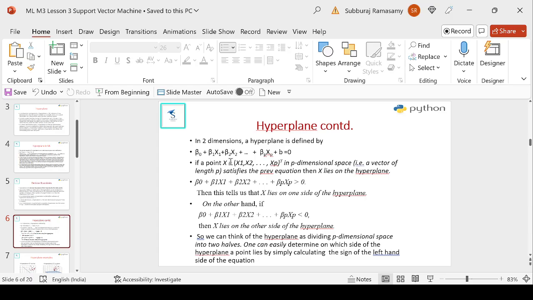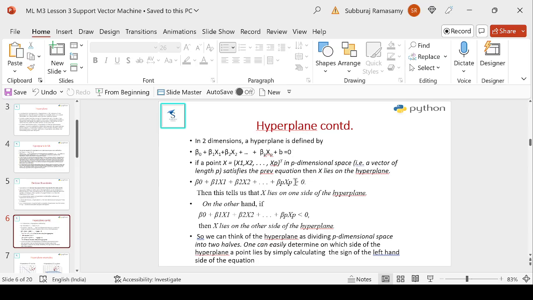If a point x, the predictor or the feature or independent variable, is x1 through xp, the transpose in a p-dimensional space with a vector of length p, satisfies the previous equation, then x lies in the hyperplane. If it is equal to 0, then x lies in this plane.